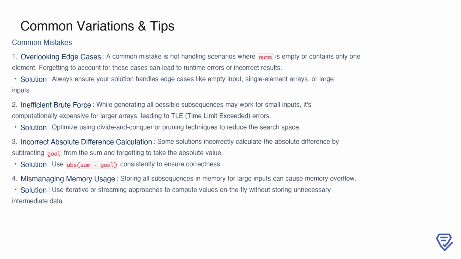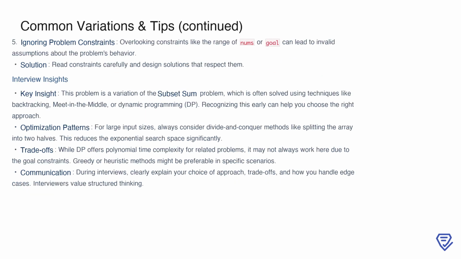Finally, be mindful of memory usage. Storing all subsequences in memory can cause overflow for large inputs. To prevent this, opt for iterative or streaming methods to compute values without holding unnecessary intermediate data. Another common mistake is ignoring the problem constraints. For example, failing to consider the range of the input or the goal can lead to invalid assumptions, ultimately affecting your solution. Reading the constraints carefully is essential to designing an approach that respects the problem's requirements.